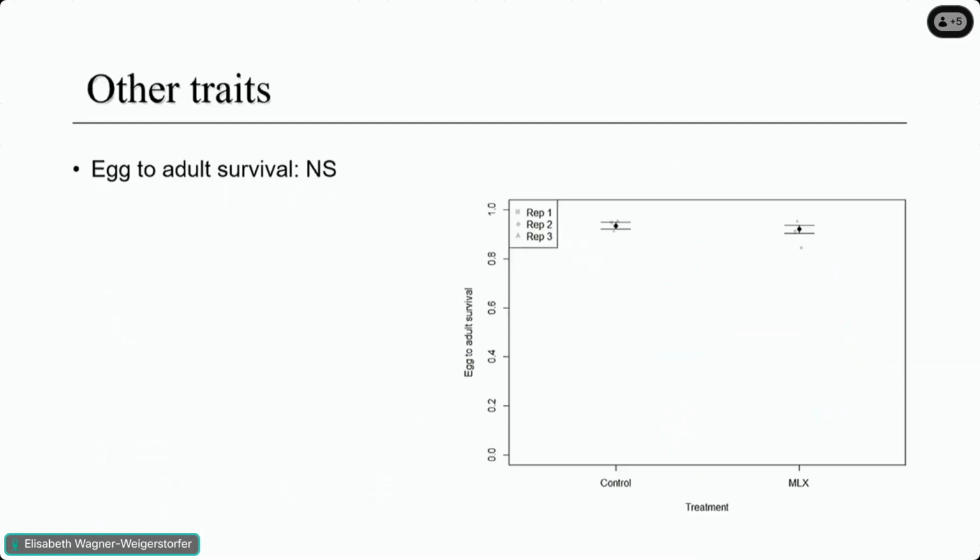So egg to adult survival, we measured, and there was no difference. This is only for male parents, because then we know that the X from the MLX father is going to end up in both sons and daughters. And there was no difference there. Survival was really high and basically identical between the two treatments.